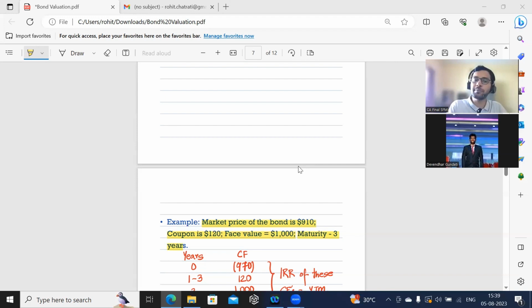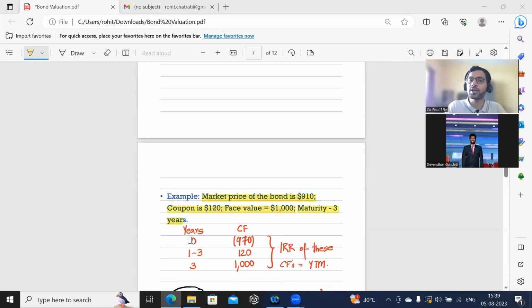All right. So if I plot down the cash flows, I have got year zero, which is right now. I will have to pay 900. Sorry, I think this was a typo. It is not 910, it is $970. You have a cash flow of $970. Year 1 to 3, you're going to receive $120, which is the 12% coupon. Year 3, you're receiving $1,000. You need to find the IRR of these cash flows, which is nothing but the YTM.